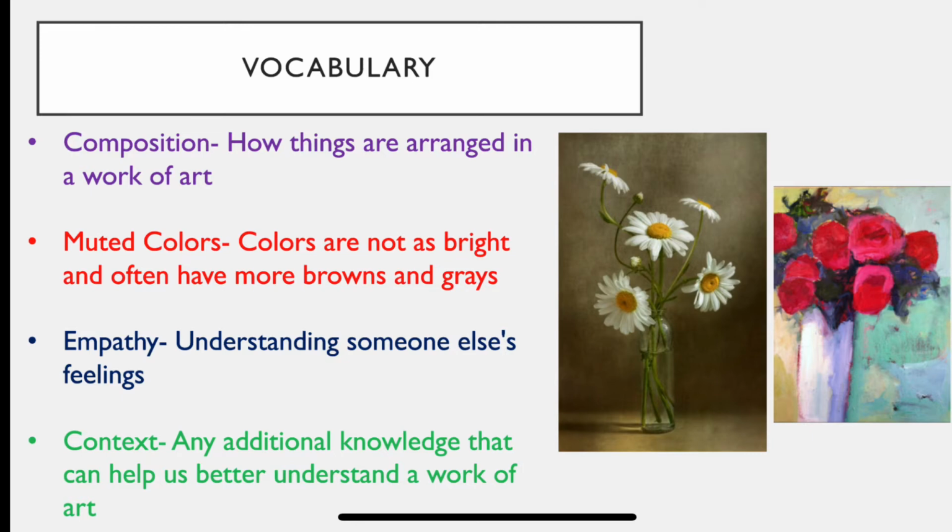What is it? You got it. It's those sunflowers, those white flowers up on the screen. Those ones are definitely a lot more muted. The other painting has really, really bright reds. It almost looks like our color wheel red. Very, very bright. Okay, so can anybody read the next vocab word for us?